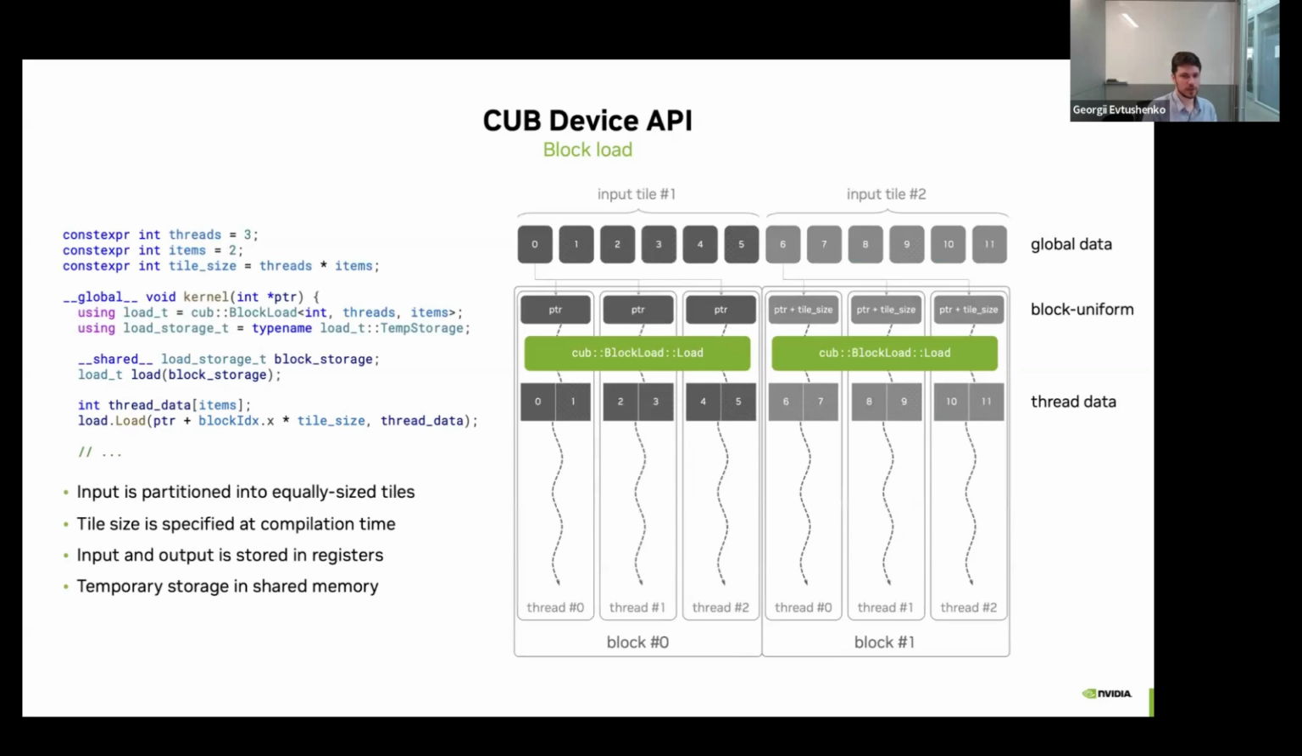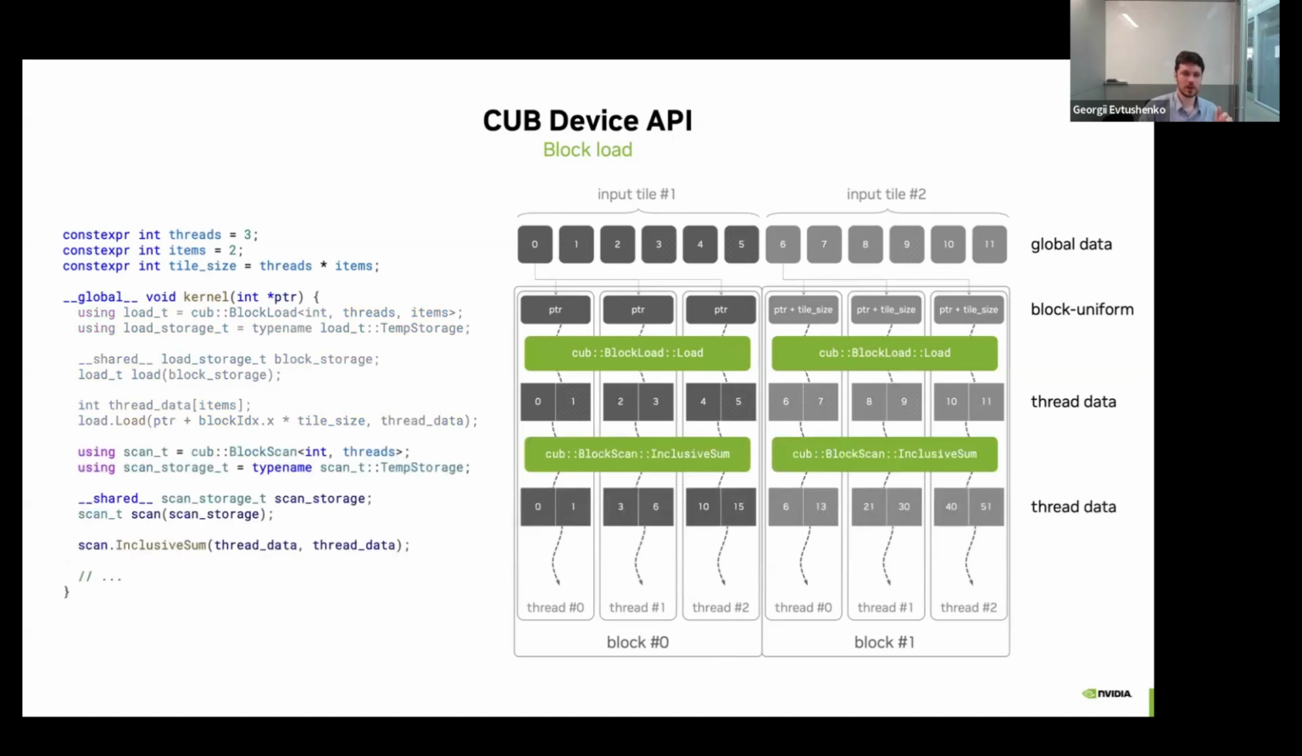Let's take a look at what happens when we have multiple thread blocks. Input is partitioned into tiles, and each thread block processes a single tile. Tile size is the number of items per thread multiplied by the thread block size. Output of the block load is left in registers. Now that we have input data loaded, we can execute inclusive sum. The tile is already partitioned between threads, so we can just pass it to the block scan. After block scan, each thread has part of the result in registers. Later, we use block store to put this result from registers back to global memory.